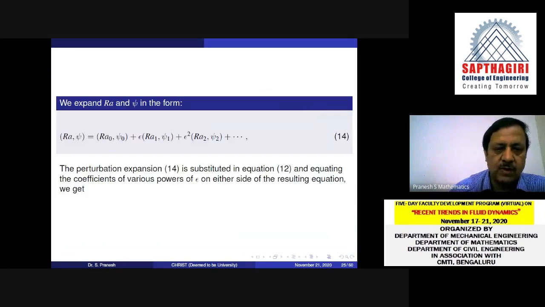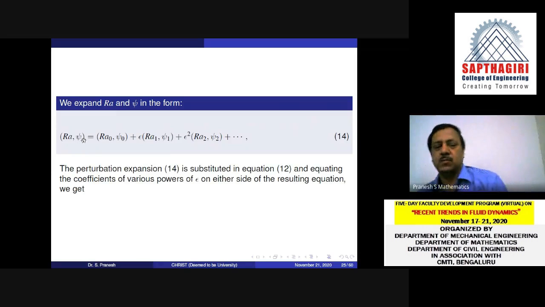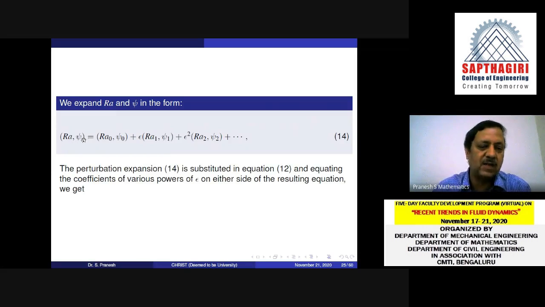So then what we do next is apply a perturbation method to solve this equation. In the perturbation method, we know that RA is the one we have to find, which we call the eigenvalue, and the corresponding psi is the eigenvector. We expand both of these as a series in terms of the amplitude epsilon. So we take RA as RA0 plus epsilon RA1 and so on, and psi as psi 0 plus epsilon psi 1.